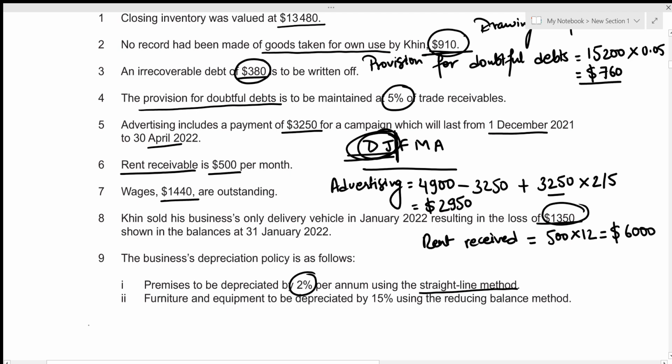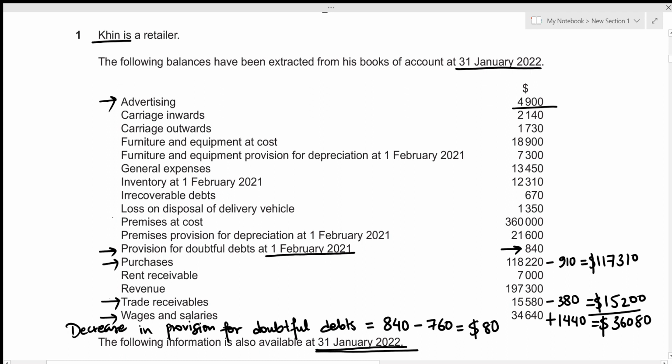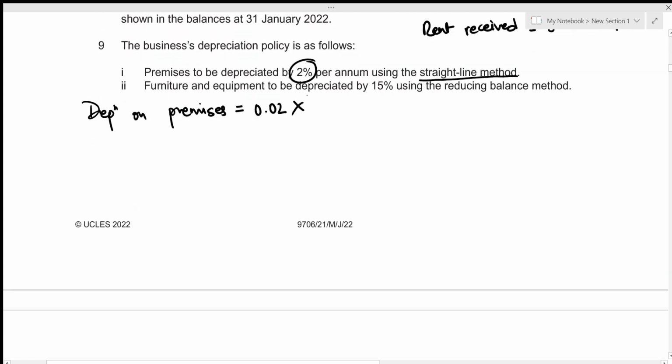Let's figure out the depreciation on premises. So that's just 2% of cost, right? So 0.02 times the cost of premises. Let's have a look above. So we're given the premises at cost right here, which amounted to 360,000. Let's write it down. And this gives our depreciation on premises for this particular accounting period to be 0.02 times 360,000, which results in the value of 7,200.